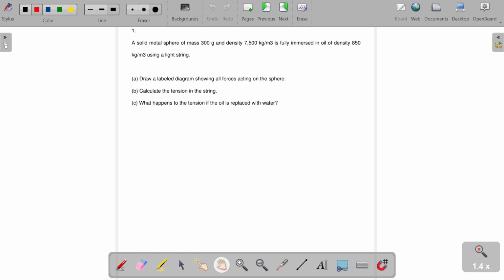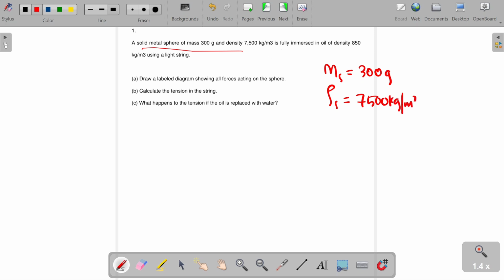So today we're going to be looking at some problems on Archimedes' principle. In this problem, we've been given the mass of a metal sphere. The mass of the sphere is equal to 300 grams, and the density of the sphere is equal to 7,500 kg per cubic meter.